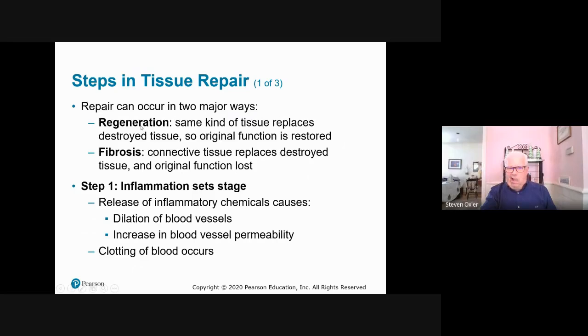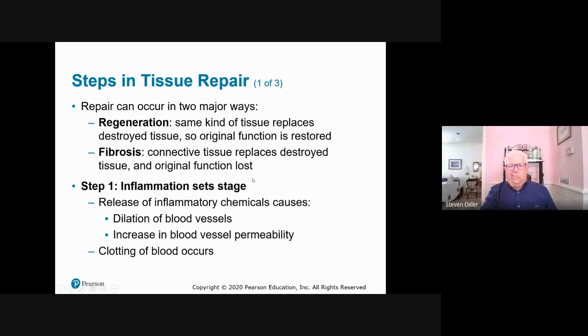If you cut yourself and there's a growing gap in between that cut, you need to go to the hospital to pull it together. When you pull it together and you get sewn up, the original function is restored. If you do not go to the hospital with a gaping wound, what will happen is the connective tissue will fill in that wound and you will get a scar. So the original function is lost.